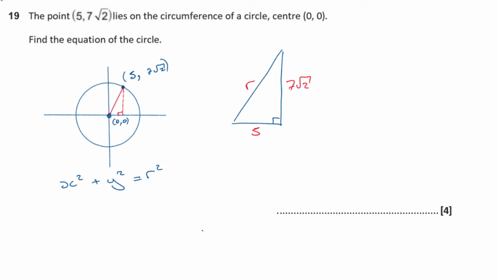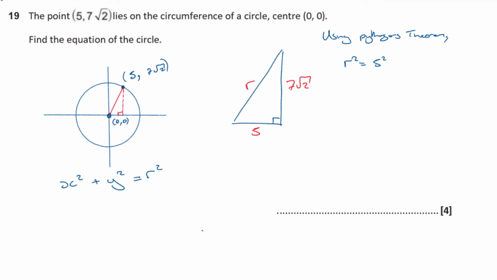So this is a job for Pythagoras theorem. Using Pythagoras theorem, the square on the hypotenuse, r squared, is equal to the sum of the squares of the other two sides.